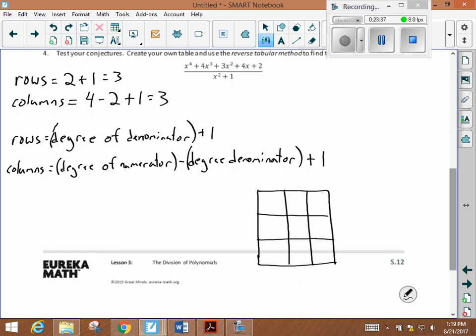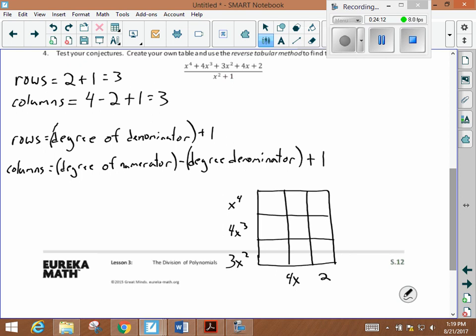And I'm going to put my numerator on the outside. So I'll have x to the 4th, 4x cubed, 3x squared. And then over here I need the 4x and the 2. And when it works out like that, I know that I chose the right number of columns and rows.